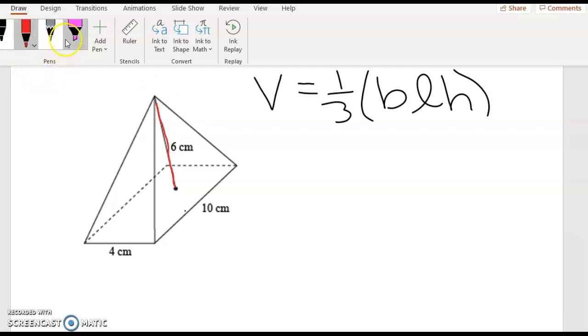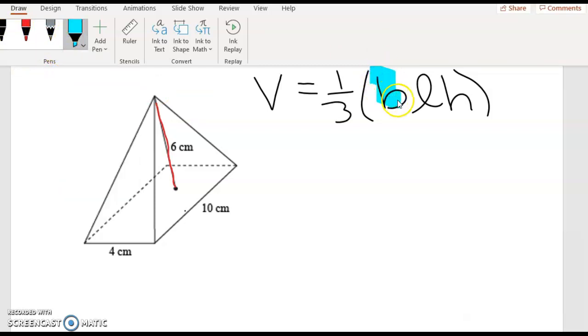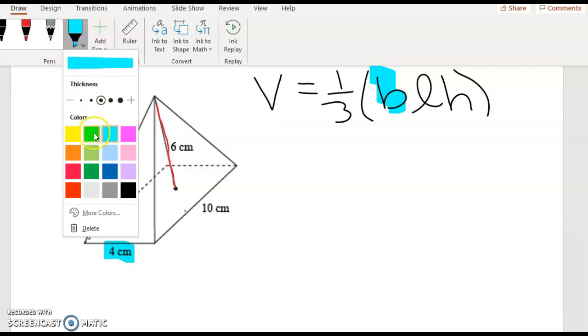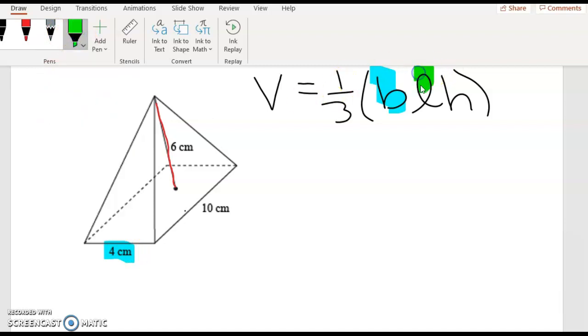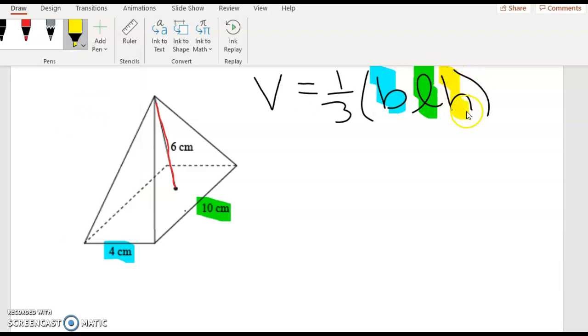All right, so let's do some highlighting here. We'll try to keep it somewhat consistent. So our base, it can be any one of these actually. So our base, let's just say it's this 4 because it's shorter. Our length, we're still talking about this. So here's our length of it right here, 10. And then our last one is our height. Our height, and we just talked about that, is going to be the 6. It's how tall this pyramid actually is. So now we know what we need to plug in.